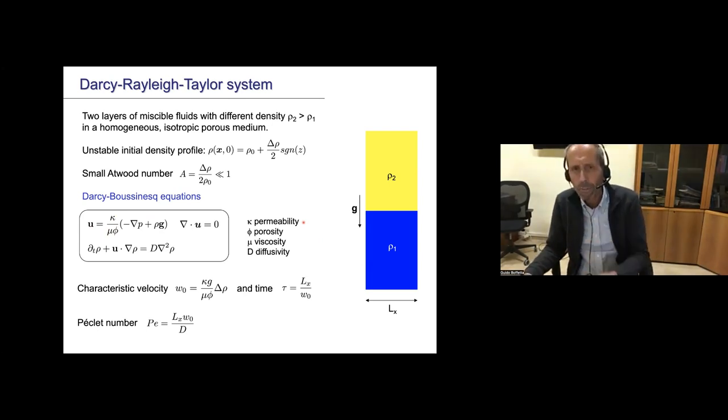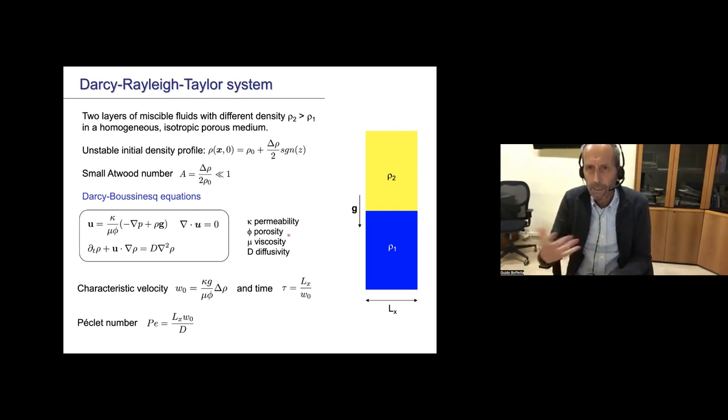I remind you the permeability is typically the square size of the microscopic grain that composes your porous media. Phi is the porosity, which is the fraction of liquid in the volume, and mu is the viscosity of the fluid. Okay, combining these parameters with g, one obtains a characteristic velocity for the process, which has this expression W naught, and this is important because we will use it to make the results dimensionless.